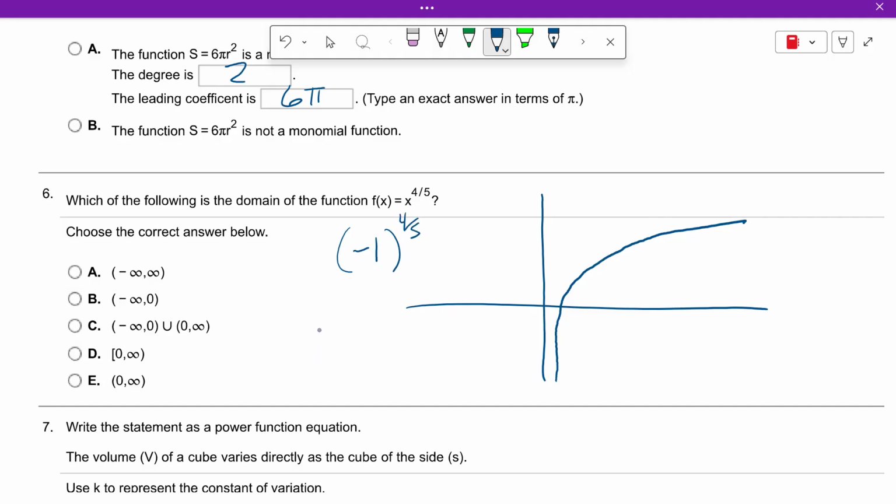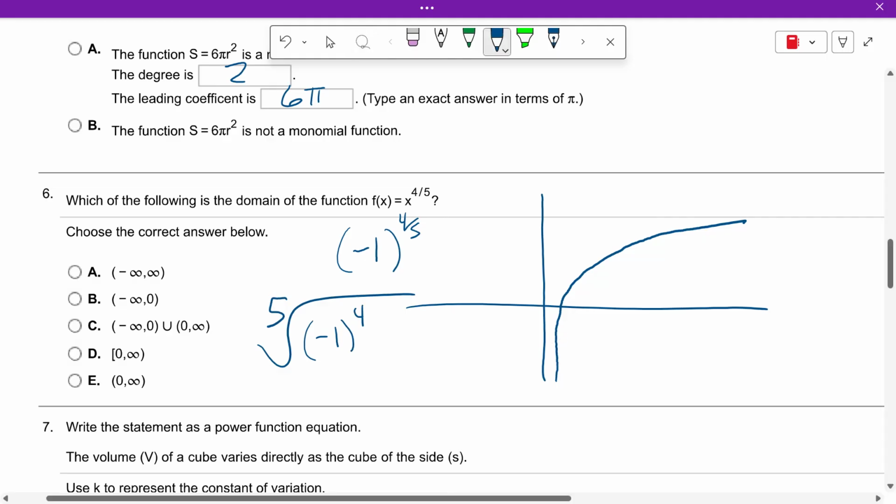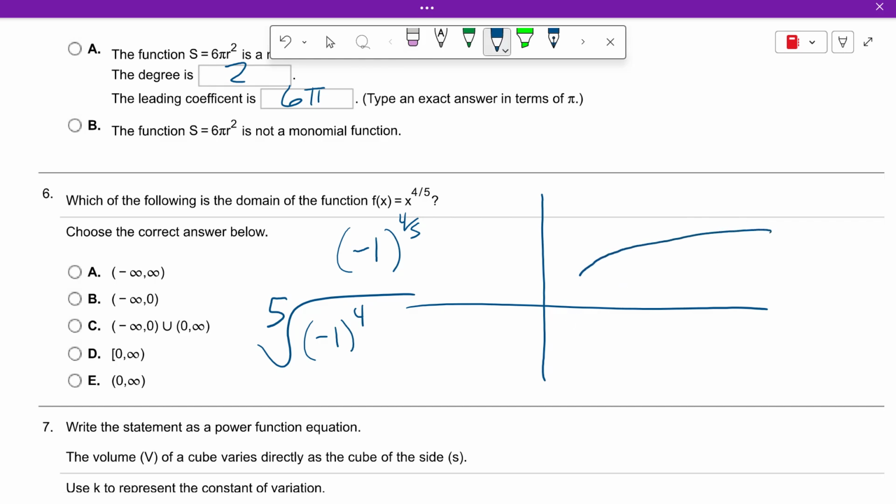Well, it's really negative 1 to the 4th and the 5th root. So actually, I did this wrong. I graphed this a little wrong, because it's not quite like that. So it would be negative infinity to infinity for this one.